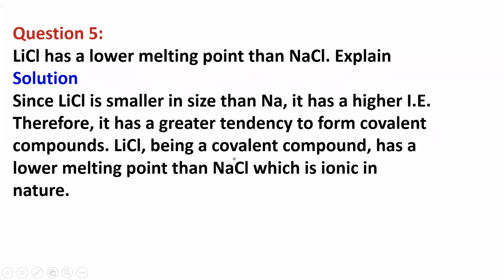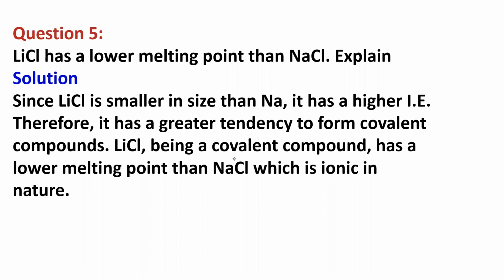Lithium chloride has a lower melting point than sodium chloride. Explain. Since lithium is smaller in size than sodium, and both form cations, the size of lithium is less when compared to sodium, because as we go down the group, atomic size increases due to the increasing number of shells. In lithium the configuration is 1s2 2s1, whereas sodium has 1s2, 2s2, 2p6, and 3s1.